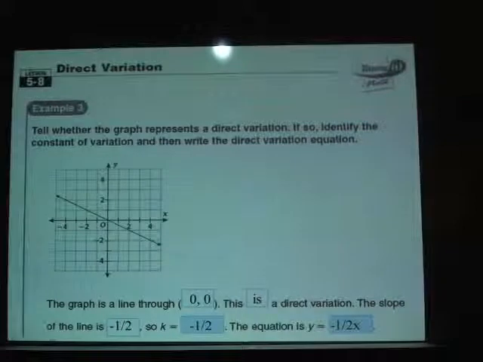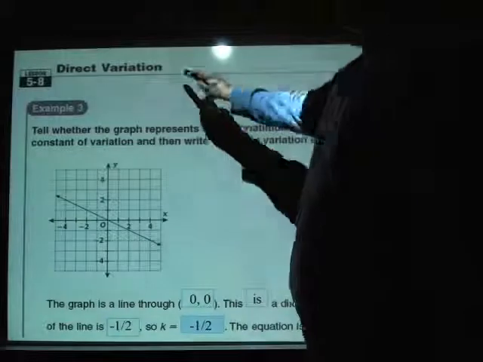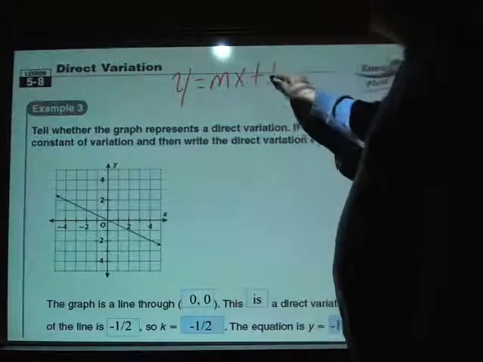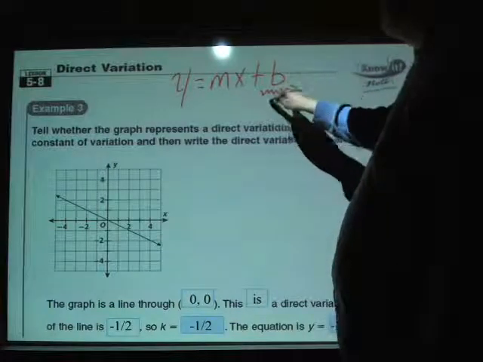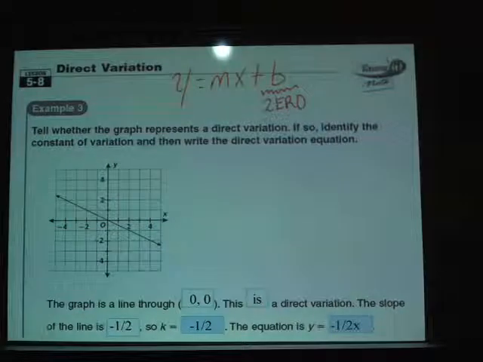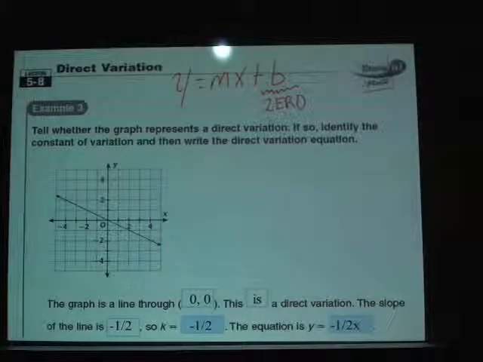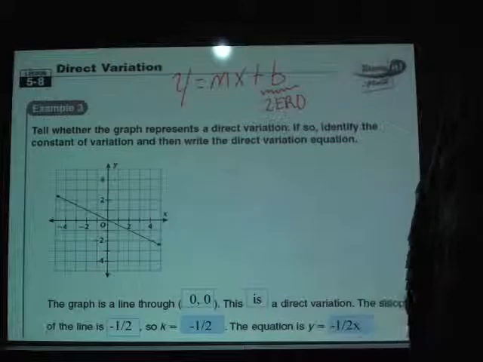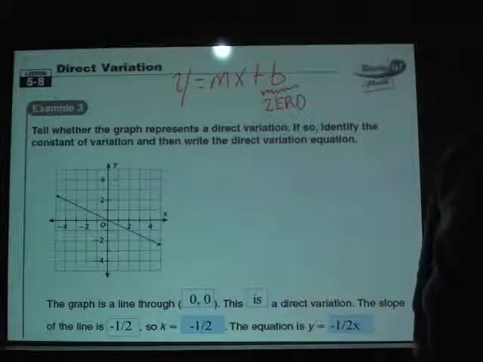All right, number 3. Tell whether the graph represents direct variation. If so, identify the constant of variation and then write the direct variation equation. So again, that equation is going to look like slope-intercept form, but the b value here has to equal 0. So just looking at this graph, you should be able to tell me right away if this is direct variation or not. If the b value is 0 in slope-intercept form, that means that the graph has to go through 0 on the y-axis to make this work.